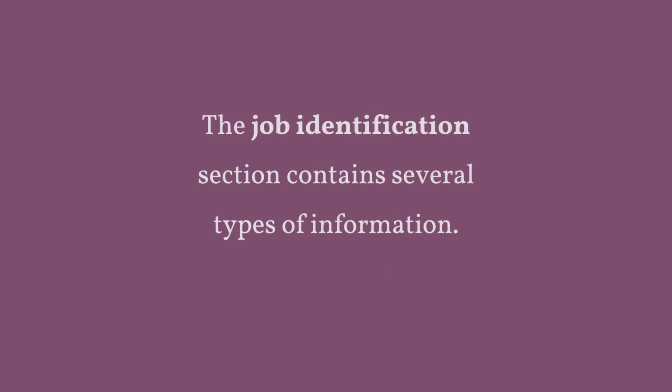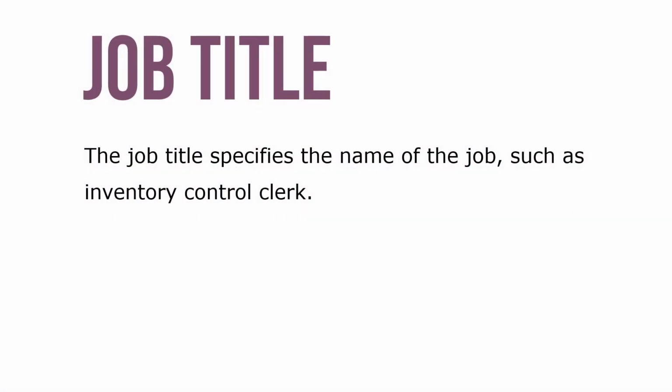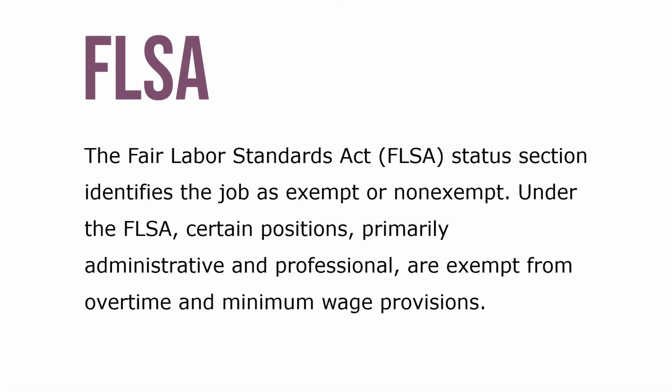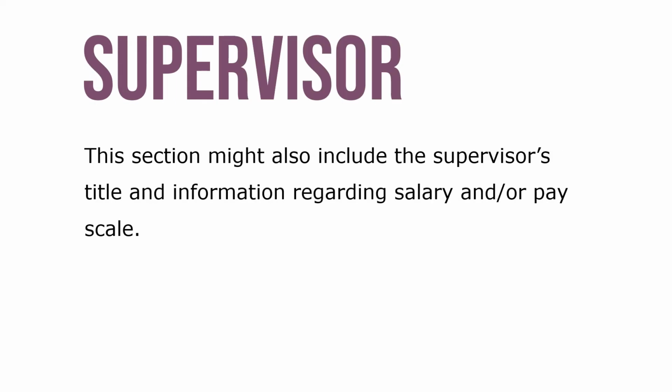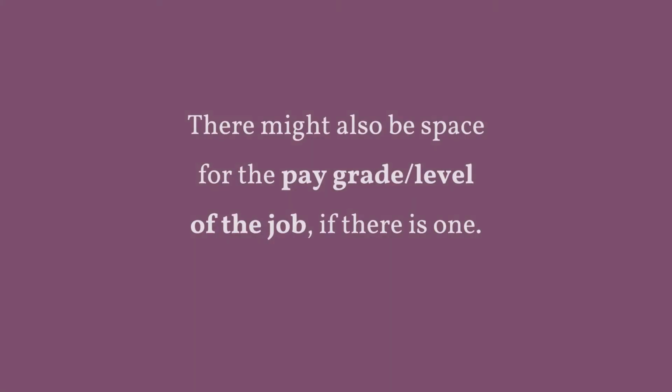The job identification section contains several types of information. The job title specifies the name of the job. The Fair Labor Standards Act, FLSA, status section identifies the job as exempt or non-exempt. Under FLSA, certain positions, primarily administrative and professional, are exempt from overtime and minimum wage provisions. Date is the date the job description was approved. This section might also include the supervisor's title and information regarding salary or pay scale. There might also be space for the pay grade or level of the job if there is one.